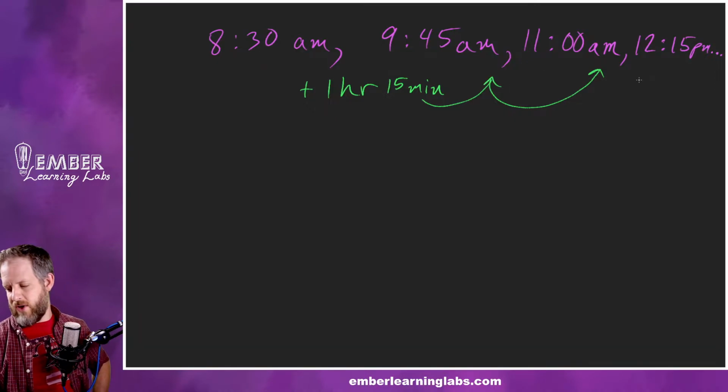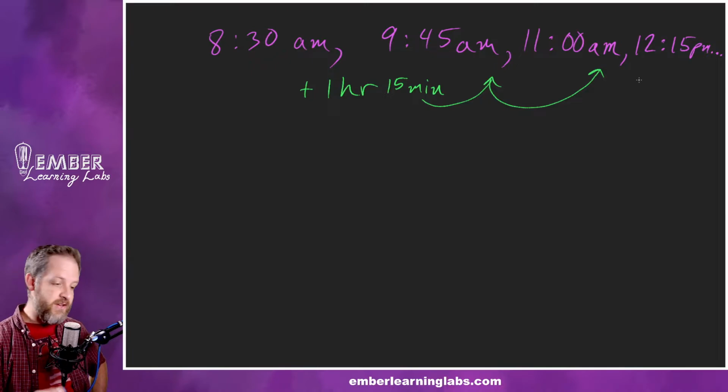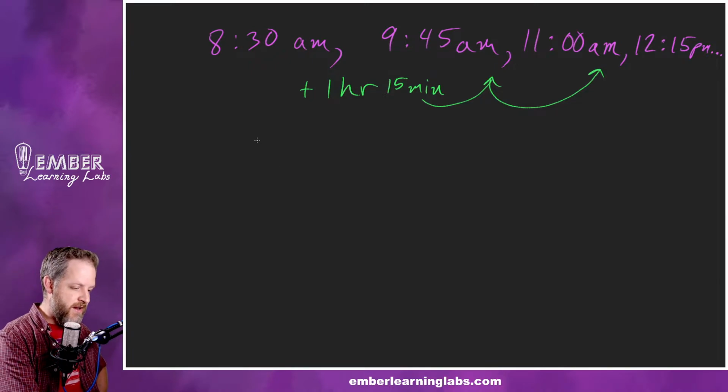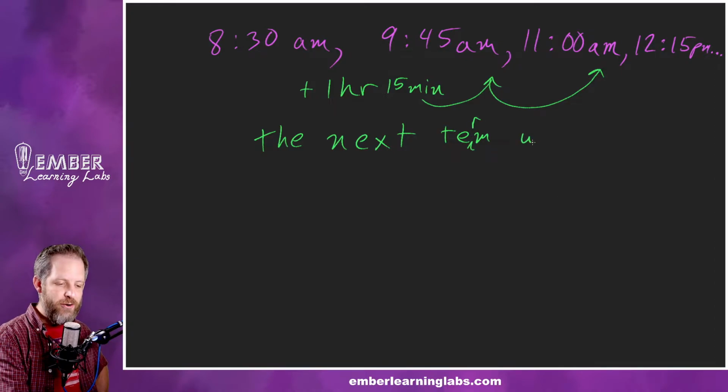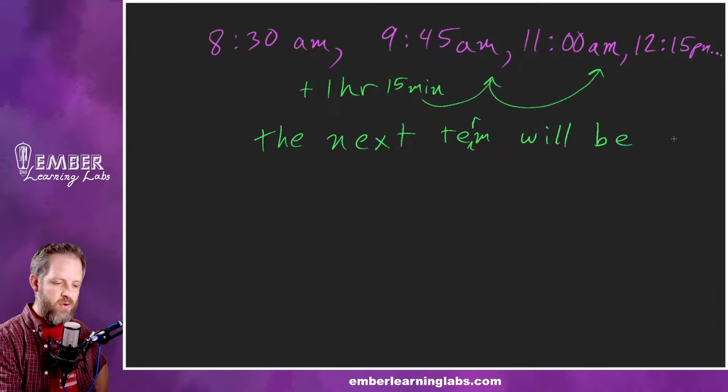So we might write a conjecture of something like: the next term will be 1:30.